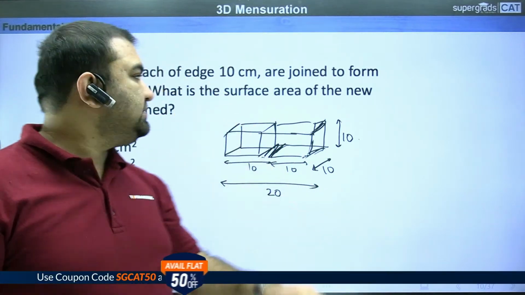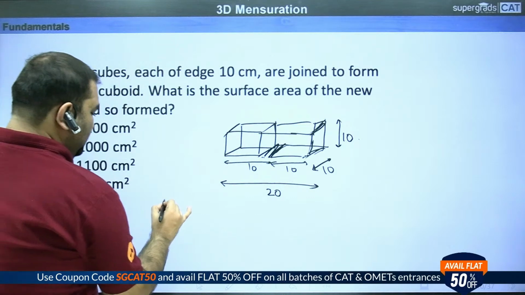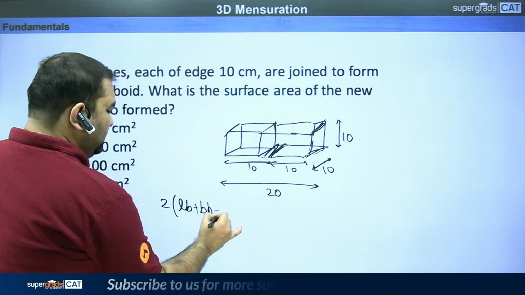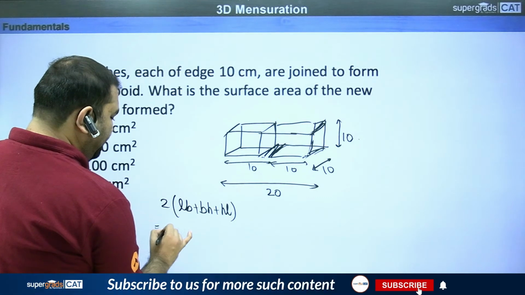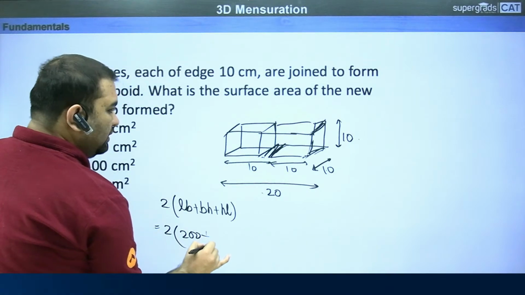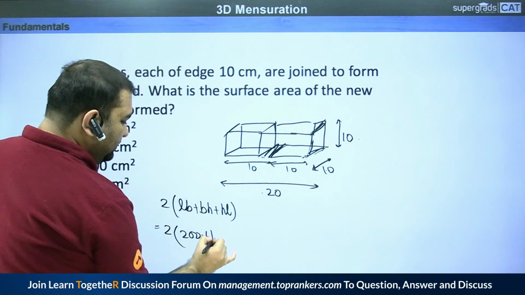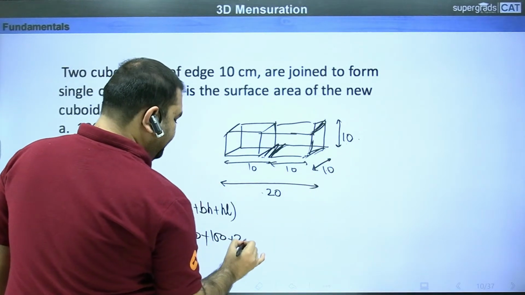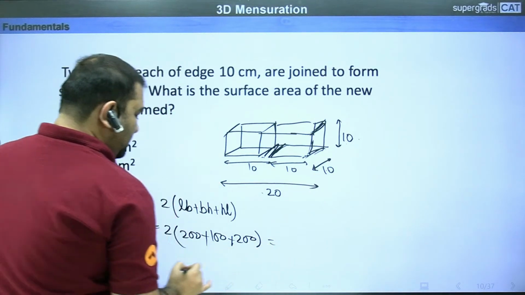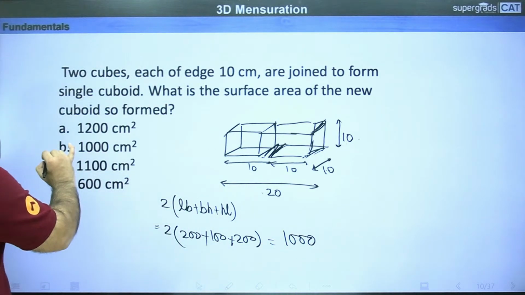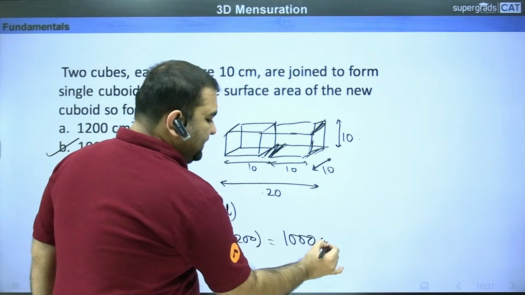द टोटल सरफेस एरिया इज 2 टाइम्स ऑफ LB प्लस BH प्लस HL. 20 into 10, 200. 10 into 10, 100. H into L, 200. 500 into 2, 1000 centimeter square is the answer.